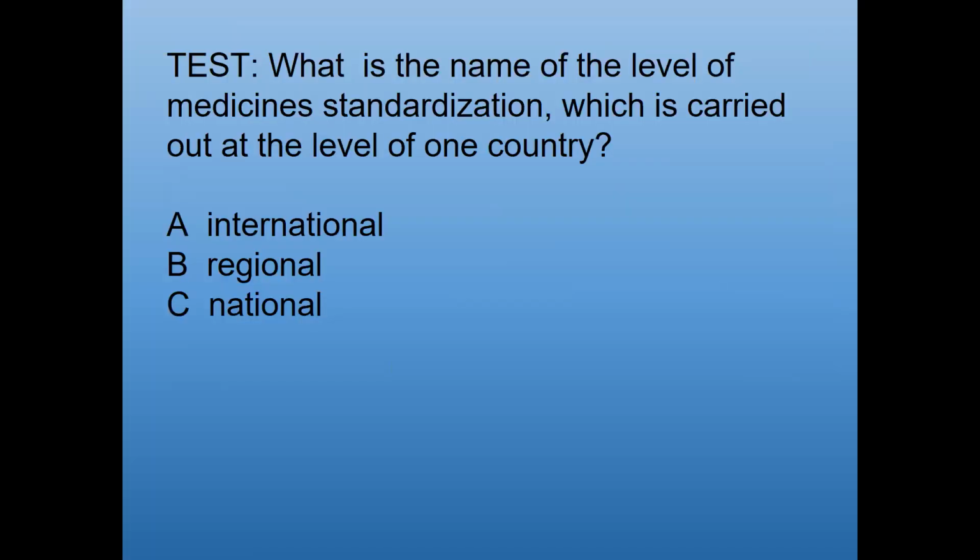Test. What is the name of the level of medicines standardization which is carried out at the level of one country? The correct answer is C, national.